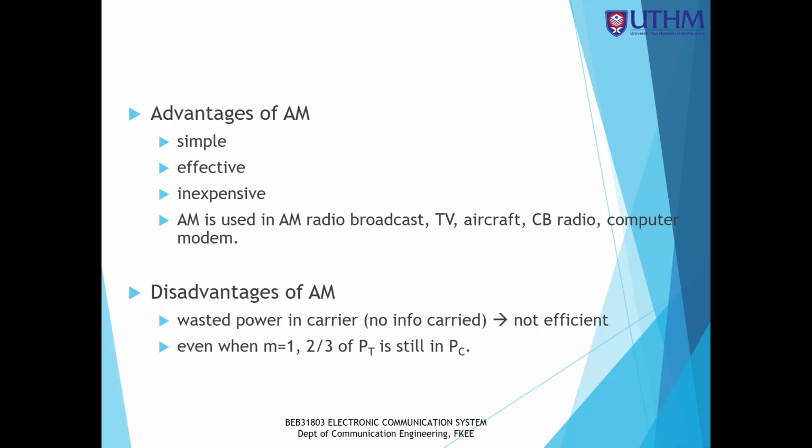Advantages of AM. Again, when you see the word AM, this is referring to double sideband full carrier. Double sideband full carrier has a simple circuit design, is effective for signal transmission, inexpensive, and cheap. It can be used for AM radio broadcast, for example radio broadcast, TV broadcast, aircraft communications, CB radio, and computer modem applications. So there are many other applications for AM.